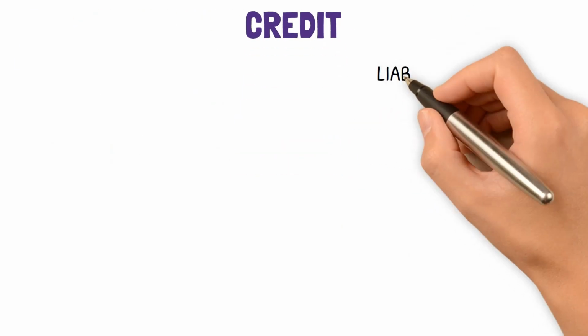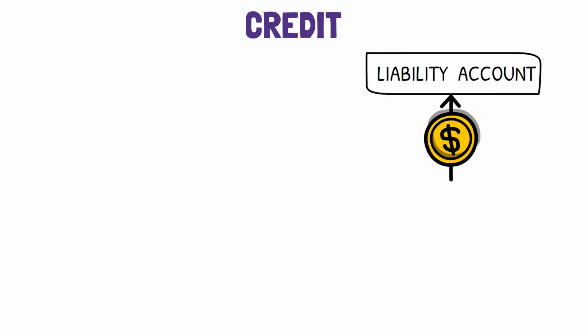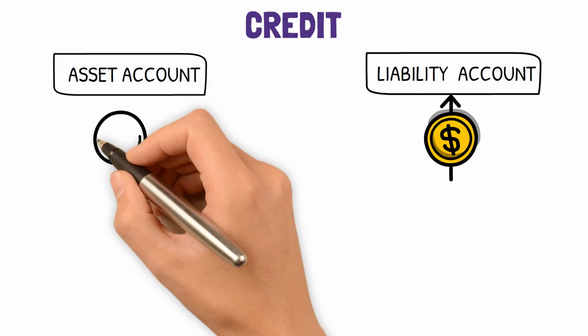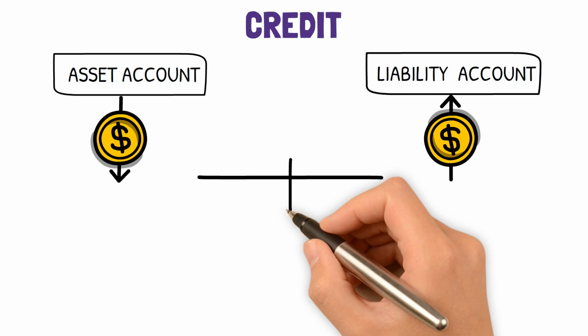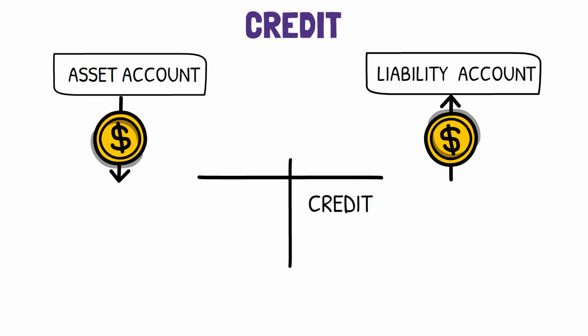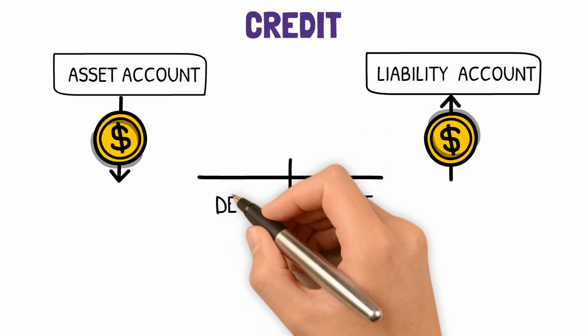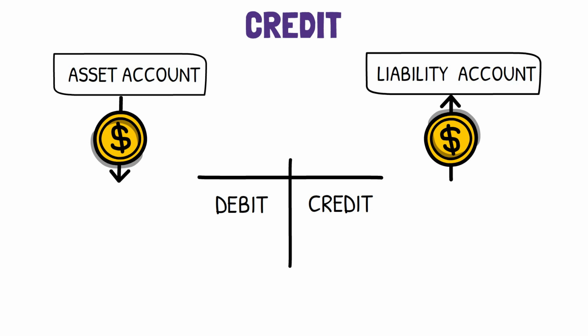Credit. In accounting, credit refers to an entry that increases a liability or equity account or decreases an asset account. Credits are recorded on the right-hand side of a T account, a visual representation of an account showing the debits on the left and right sides.